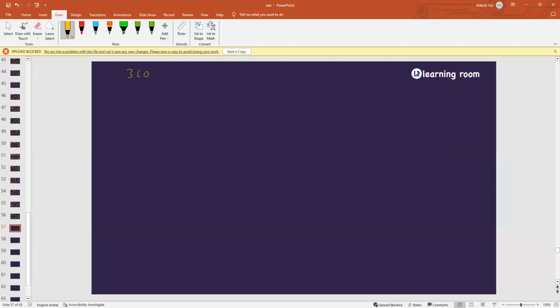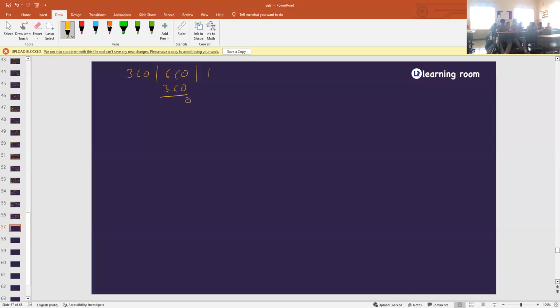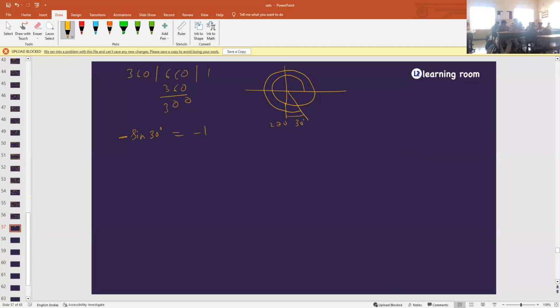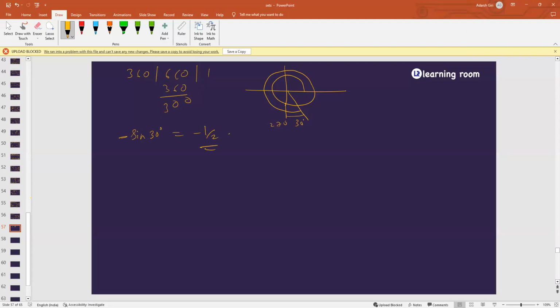We'll divide 660 by 360. So it is 1 into 360, and 300 remains. That means first we have to complete one revolution and then go for 300. 300 is lying in the fourth quadrant, 270 plus 30. So it is 30 degrees in the fourth quadrant. Sine of 30 degrees is 1 by 2, with the negative sign, so minus 1 by 2. Got it?